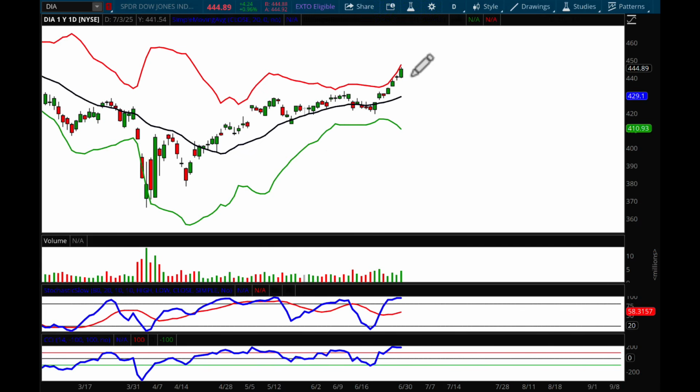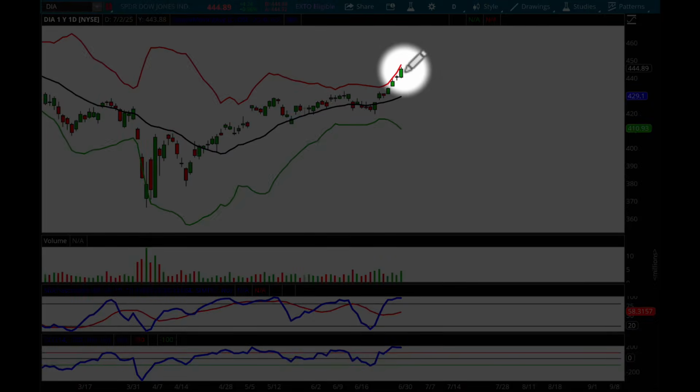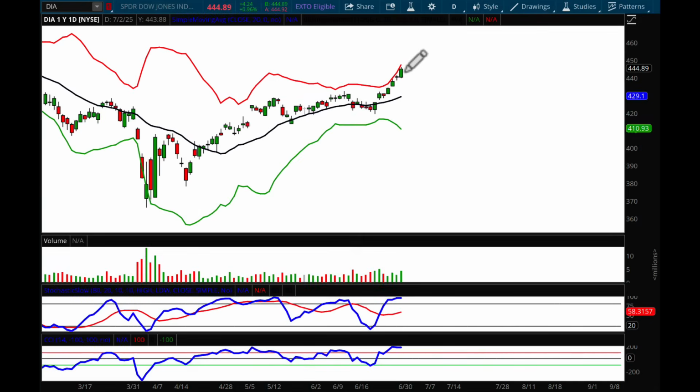Now, looking at today's candle, you could obviously see it's a green candle. You could also see that the volume is increasing on the way up. There is no pivot. Therefore, we're not interested, at least not yet, in taking a short position.